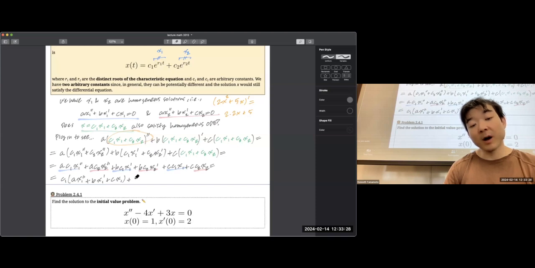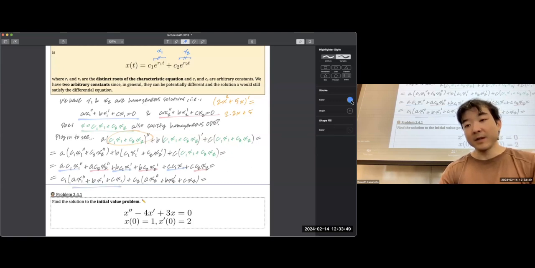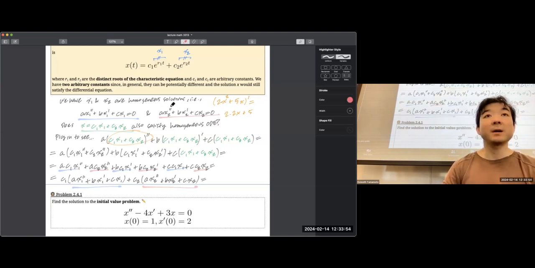Then similarly from all the red ones, you'll have a C2 that you can pull out. So the first one has an AX2 double prime, the second one's a BX2 prime, and then this one's going to be a CX2. And then we notice that this, I'm going to underline in blue, and this I'm going to underline in red, are exactly these two statements up here.